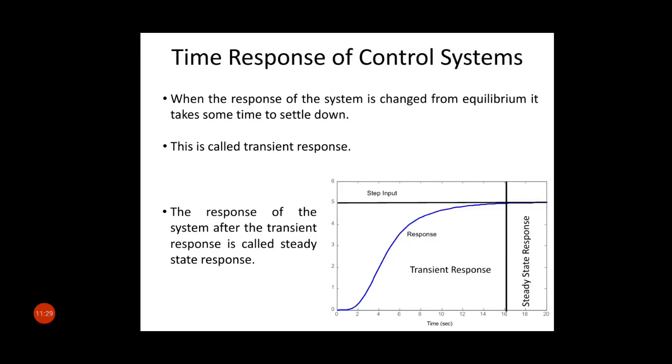Here we have studied two types of response. One is the transient response, which varies with time, and the other is the steady state response, which won't vary with time. As the name indicates, it will have a steady value like this. This is the introduction of time domain analysis or time response analysis. Today I will stop here. I will continue this topic in the next lecture.